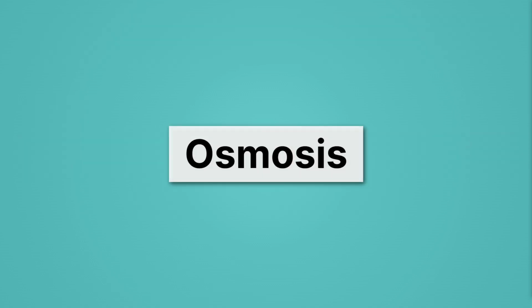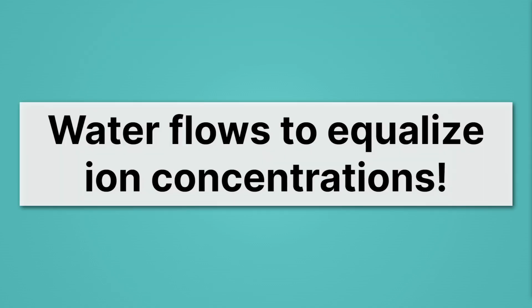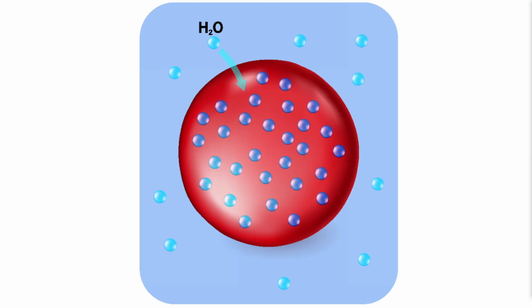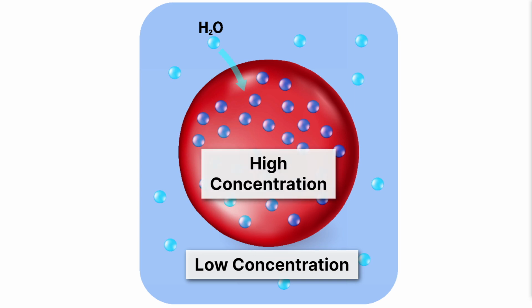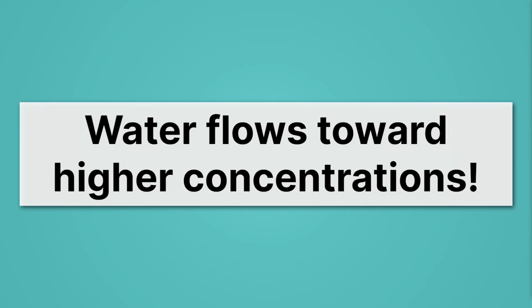Let's move on to osmosis. Remember that water flows to equalize ion concentrations. Let me explain what that means with a few examples. Here we see a red blood cell, and this red blood cell has salt ions on the inside and the outside. On the outside, the ions are represented by those light blue spheres, and on the inside, the ions are represented by the dark blue spheres. Notice that there's a low concentration of ions on the outside, so not that many ions, whereas there's a bunch of ions on the inside of the cell. So what happens then is water flows from the outside to the inside, diluting that high concentration of ions, trying to equalize the concentration. So water flows towards higher concentrations.